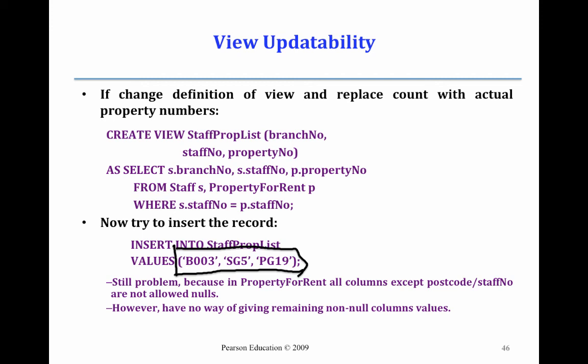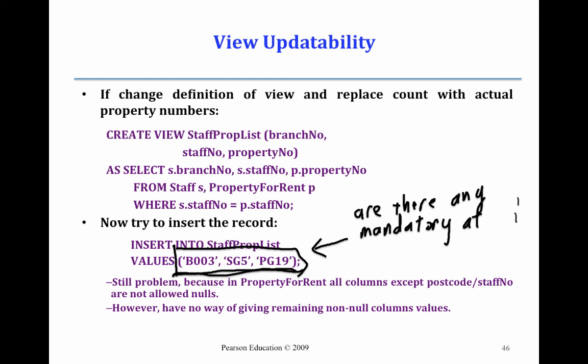Now, if these were the only 3 mandatory attributes and all other attributes in the underlying base relations were optional, then it would allow the insertion because it would simply use either null or the default value for the remaining attributes. So the question in this case came down to, are there any mandatory attributes in the base relation that aren't provided here? And the answer was yes.